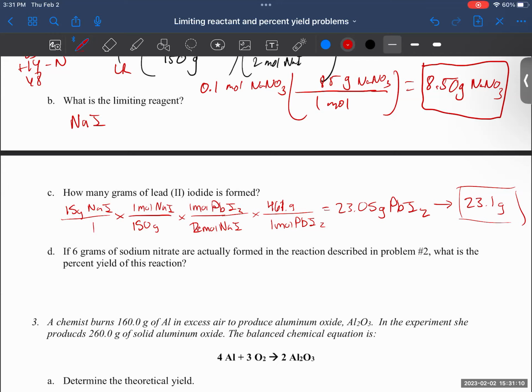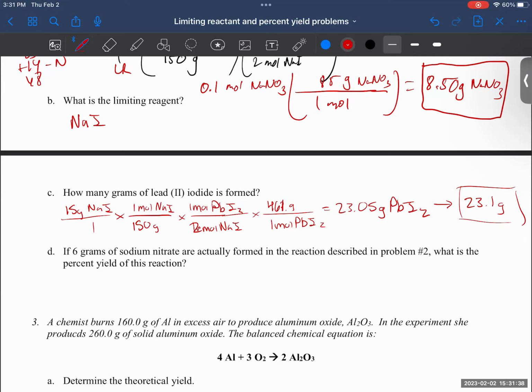And if 6 grams of sodium nitrate are actually formed in the reaction described in problem 2, what is the percent yield of this reaction? What's the equation for percent yield? Someone on Zoom? No, we just know y'all know it. I just want to interact with our Zoomies too. Actual over theoretical times 100.